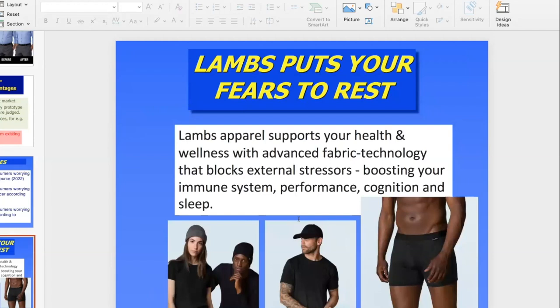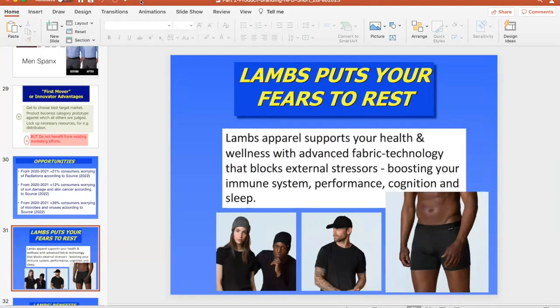So it's a company making clothes, and it's called Lambs Apparel. What they use is a specific technology that blocks radiation and blocks viruses and does all of these different things for you to feel that you have an increased immunity. So to me, this was interesting. I'm not trying to sell or tell you that this is good and you should be buying it. I'm only saying that it's interesting that someone used the opportunity of the flavor of the time.